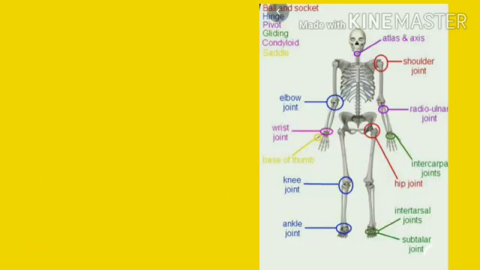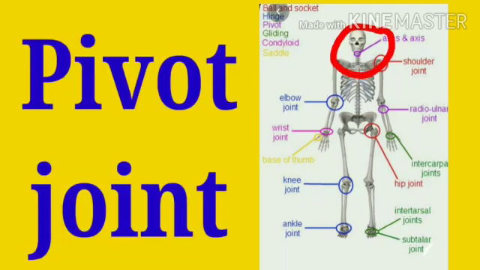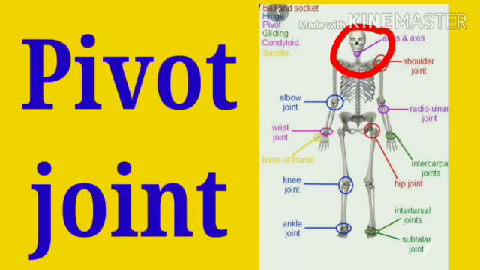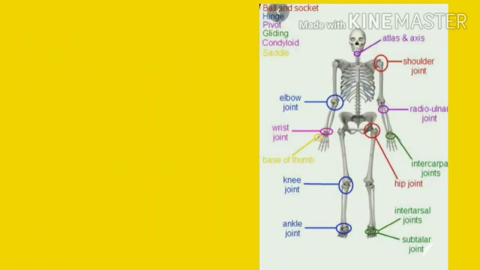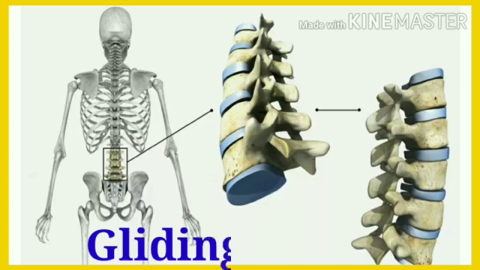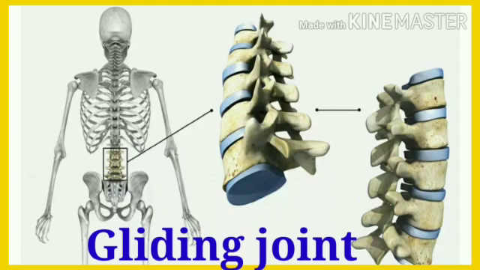Third, pivot joint. This type of joint is found in between the skull and the first bone of the vertebral column, or you can say backbone. With this type of joint, we can move our head sideways, upwards, and downwards. 4. Gliding joint. This type of joint is found in between the bones of the backbone. This type of joint allows only a slight movement in between the bones.